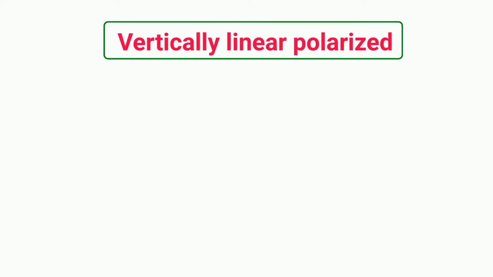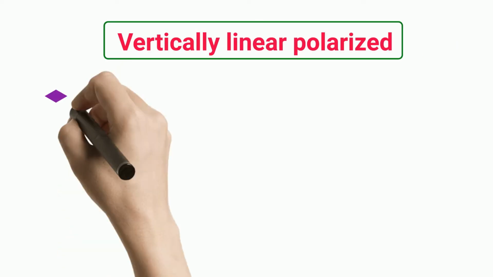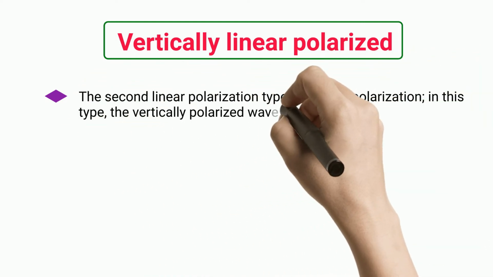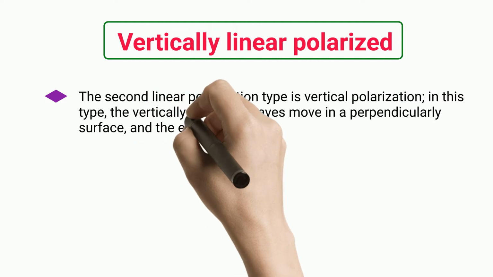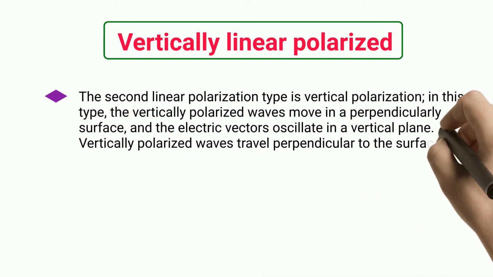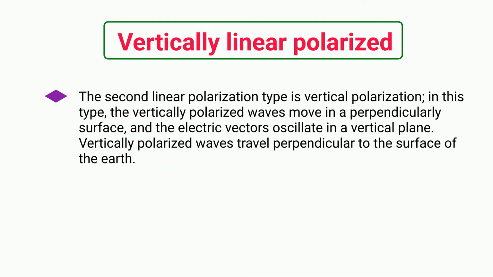Vertically linear polarized. The second linear polarization type is vertical polarization. In this type, the vertically polarized waves move in a perpendicular direction to the surface, and the electric vectors oscillate in a vertical plane. Vertically polarized waves travel perpendicular to the surface of the Earth.